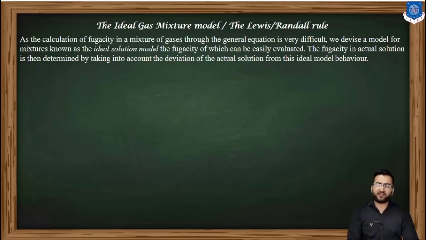The calculation of fugacity of a component in a mixture is not a very easy task. In order to simplify the evaluation methodology, the mixture is modified as an ideal solution. This devised model is known as the ideal solution model or Lewis-Randall rule. In this model, fugacity is determined by the deviation of the actual solution from ideal model behavior. The Lewis-Randall rule is a simple equation and is therefore widely used for the calculation of fugacity in an ideal solution. It allows us to calculate fugacity in a mixture without any information about the solution except its composition.